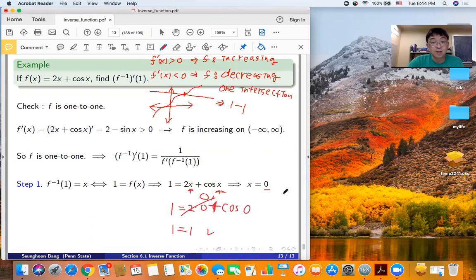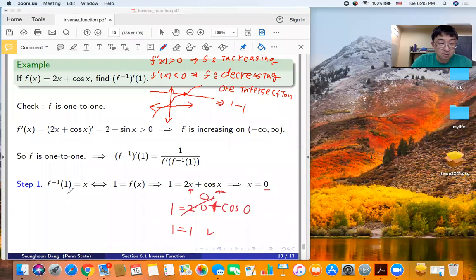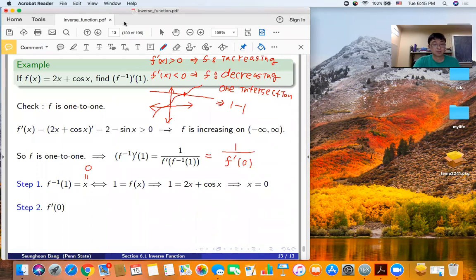So what does it mean? We have this one. Here, x is 0. So you plug 0 into inverse of f at 1. So we have 1 over f prime of inverse f of 1, which is 1 over f prime of 0. The next step is you need to find f prime of 0.